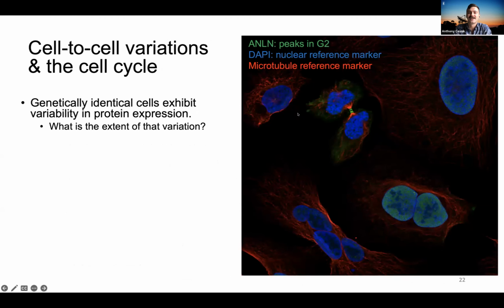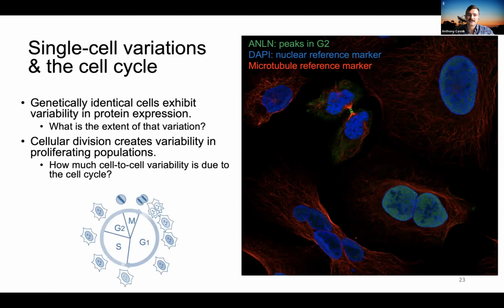Another important type of variation is over the cell cycle. It turns out that genetically identical cells, so these are all U2OS cells, exhibit variability in protein expression. So if you look cell to cell, there's a lot of variability here. Some have very low expression of anillin in this example. One has it at the cytokinetic bridge, one has it expressed in the nucleus. And so one big question in the Human Protein Atlas data set is, what's the extent of this variation at all? And another key question is that the cell cycle is involved here. So how much of this variability is due to the cell cycle, and how much is not cell cycle correlated? That's a very interesting question as well.